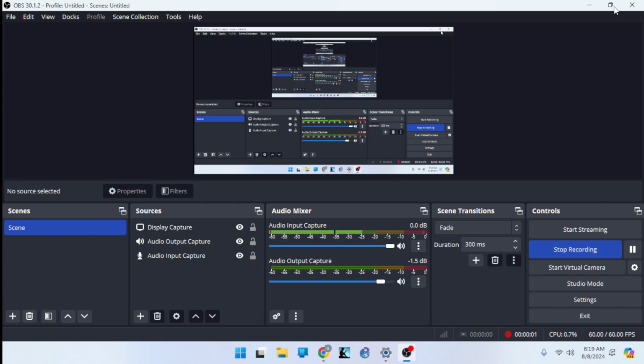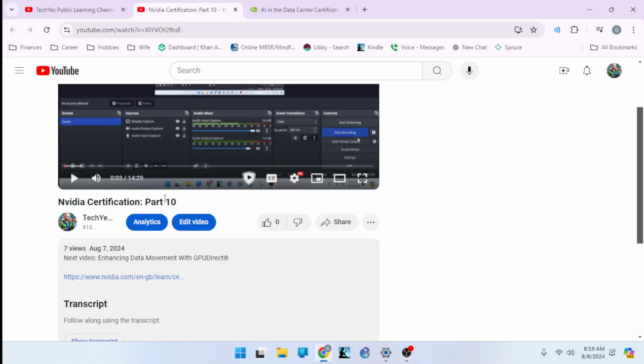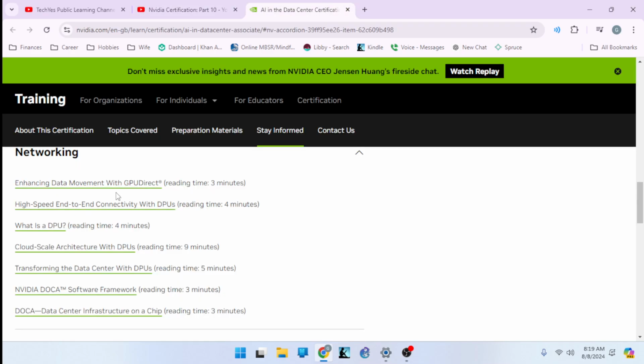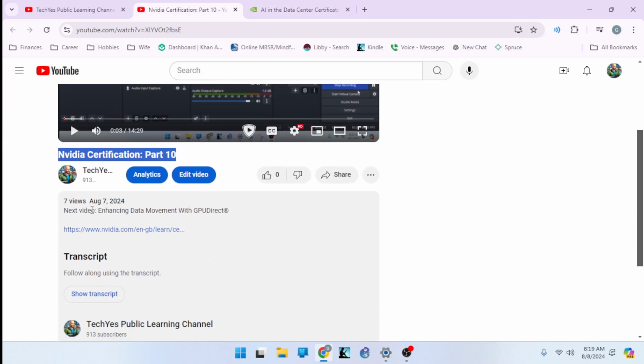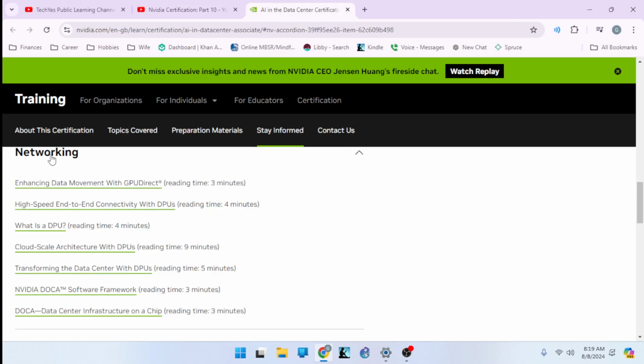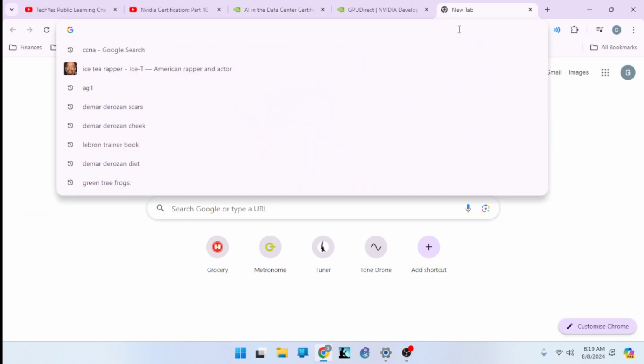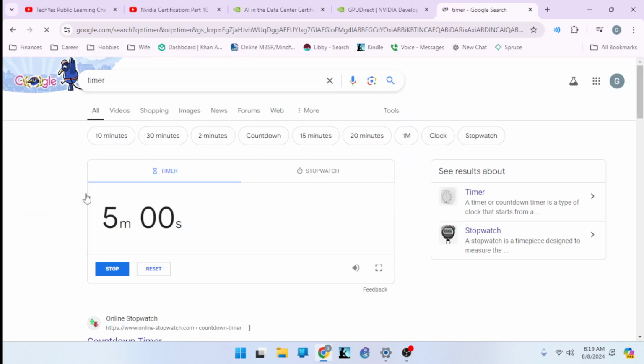All right, welcome. So I've got a solid half hour here. So let's make a big dent in the Nvidia certification. So this is part 11, and I'm reading about enhancing data movement with GPU Direct. This is the beginning of the networking section. So time on the clock, about 3 minutes. Hopefully it will take that long, but usually it takes quite a bit longer.